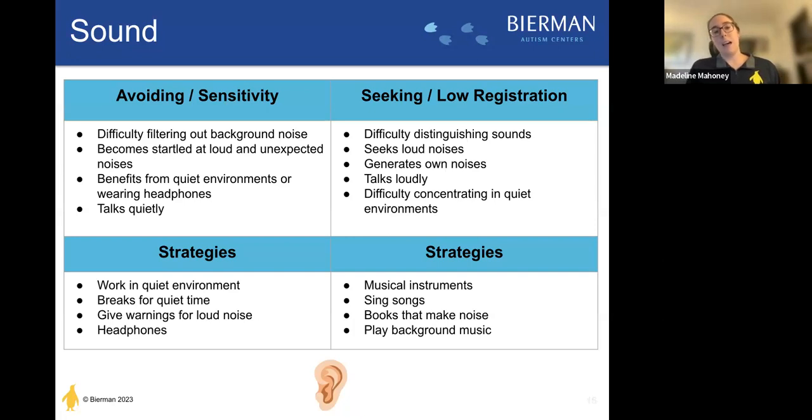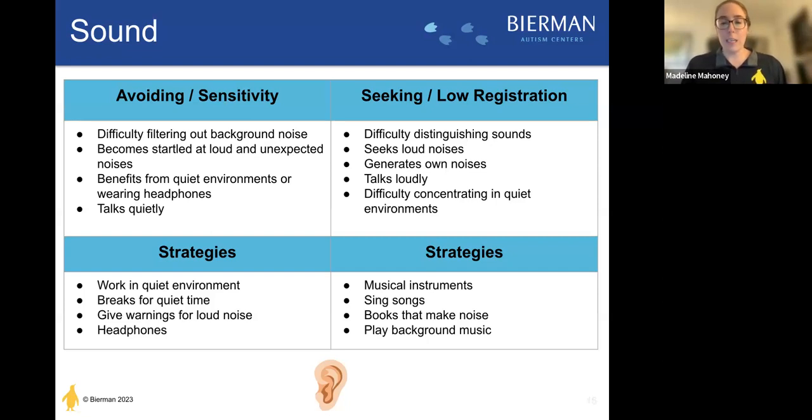So if someone is on the opposite end of the spectrum and is really wanting a lot of this input and is seeking it out, you might see kids generating their own noises and seeking out loud noises because they really like that auditory input. They maybe want to talk loudly, and they could also have difficulty concentrating in a quiet environment. They like to work with music and friends talking in the background kind of thing.